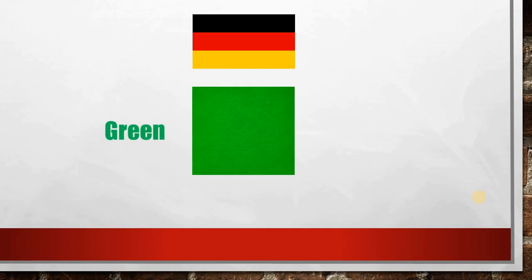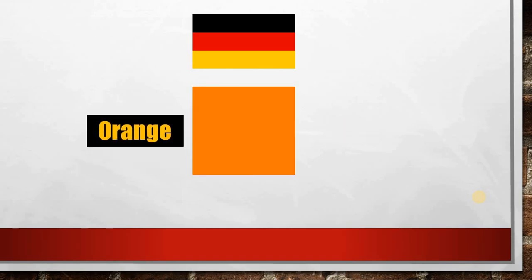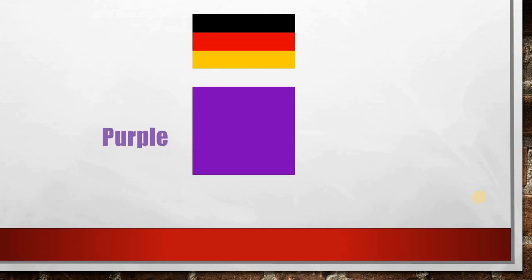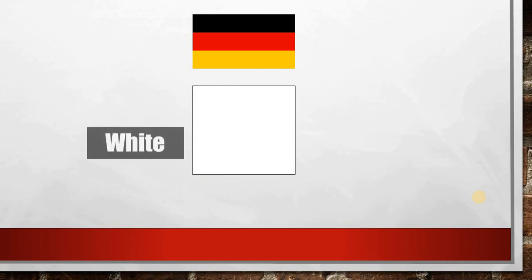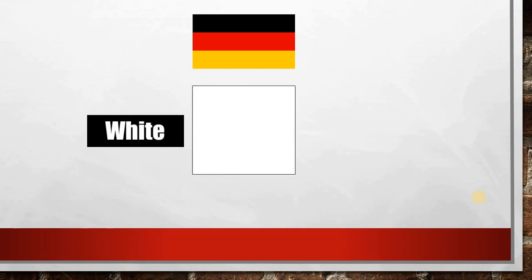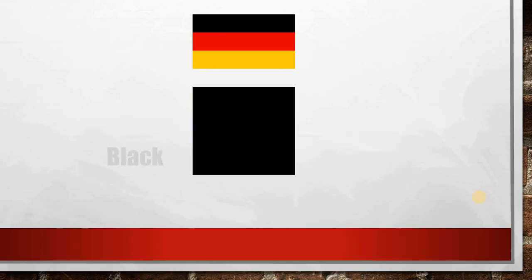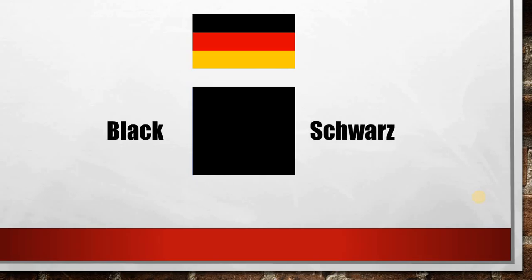Green is pronounced as grün. Then there is orange, and we pronounce it as orange. Purple is called lila. Then there is white, and we pronounce it as weiß. Then there is black, and we call it schwarz.